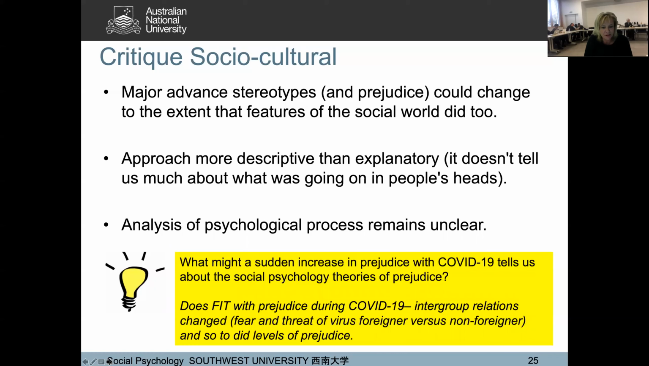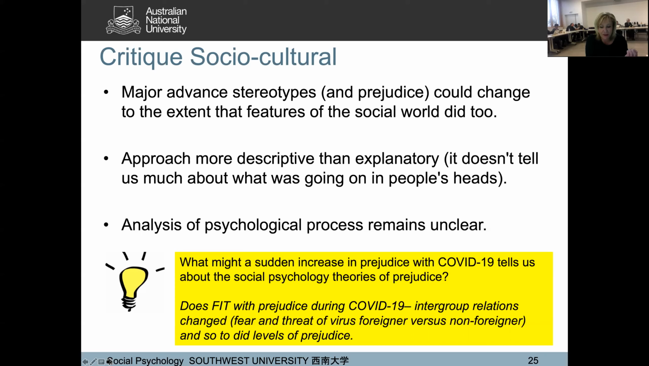We said that one of the things we were going to try and do was judge these theories, I guess, in terms of how well they might help us account for the increase in prejudice that we're hearing about in relation to COVID-19. And I guess you could say that this theory does fit with those examples that, for example, prejudice towards foreigners is on the increase. Because here we have something has changed in the world. We have a situation where there's increased fear and threat.